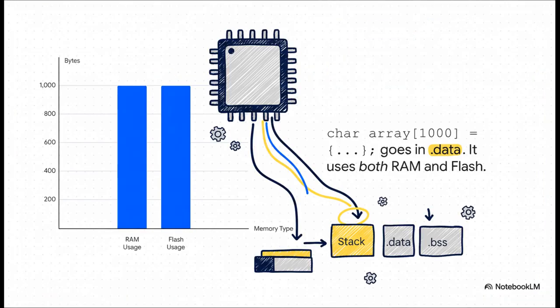But check out what happens when you initialize that array. It now lives in .data. It still uses 1,000 bytes of RAM, but now, bam, it also uses 1,000 bytes of flash. Why? Because the program file now has to physically store every single one of those initial values. So by separating .bss and .data, we avoid bloating our program with huge blocks of useless zeros. It's a really smart trick.